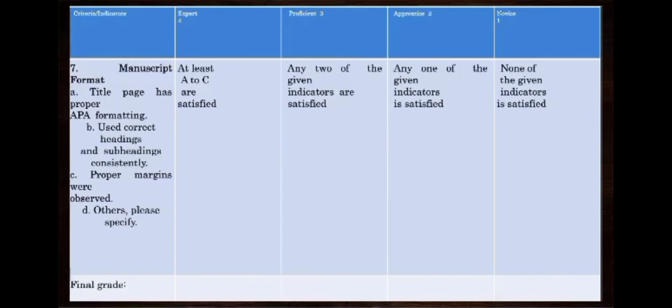And the last one is manuscript format. Letter A, title page has proper APA formatting. Letter B, used correct headings and subheadings consistently. Letter C, proper margins were observed. Letter D, others, please specify. And that is the rubric for the final research paper. And now, let's proceed to primary trait scoring.